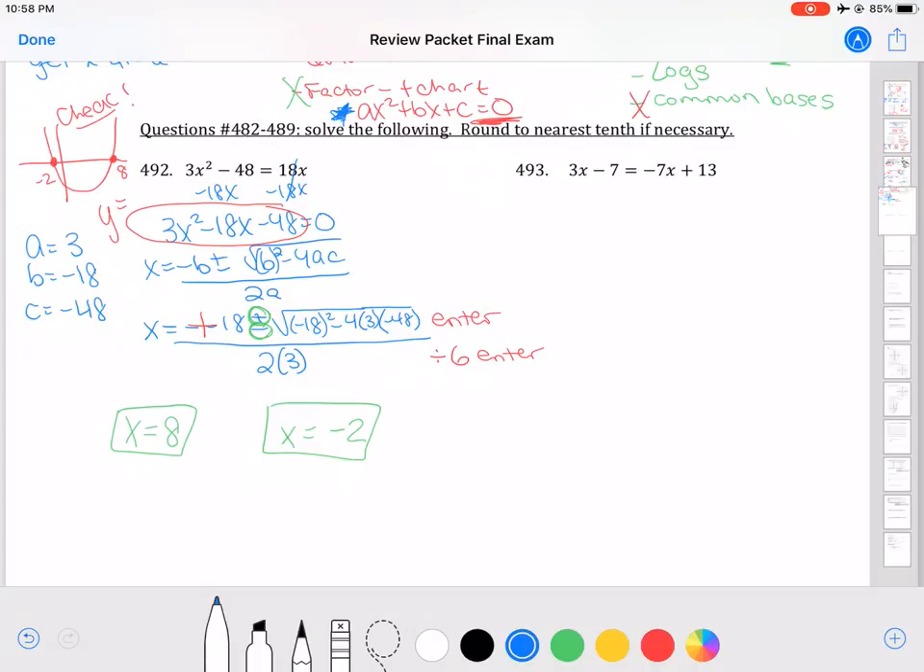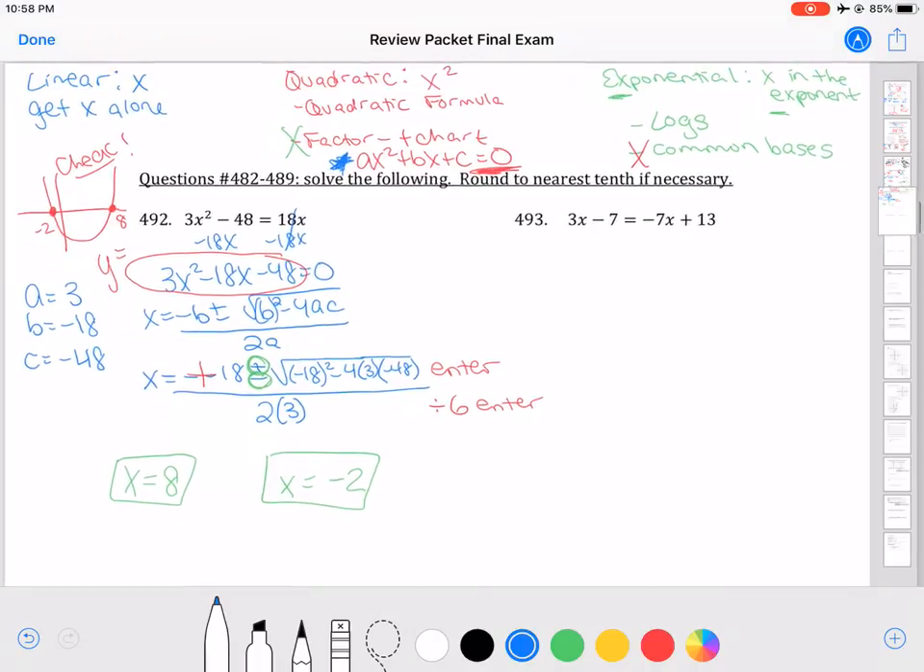All right, 493 is a linear function. I know that because it just has an x in it. No x squared, no x in the exponent, just an x. So your goal is to get x by itself. Now for this one, I have an x on both sides of the equation. So in order to get x alone, I've got to get both of those together to start.